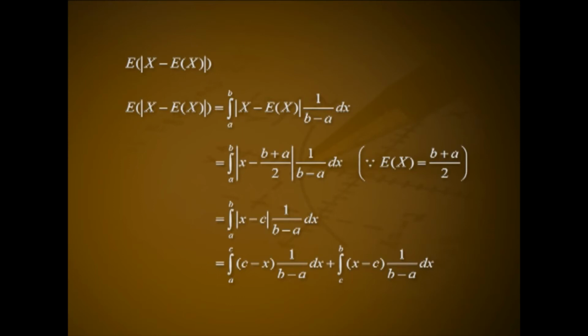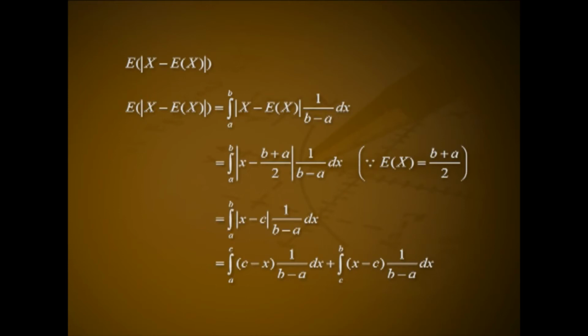Expectation of modulus of x minus expectation of x equal to integral over (a, b) modulus of x minus expectation of x into 1 by b minus a dx. That is integral over a to b modulus of x minus (b plus a) divided by 2 into 1 by b minus a dx, because expectation of x equal to (b plus a) divided by 2. That is equal to integral over (a, b) modulus of x minus c into 1 by b minus a dx.